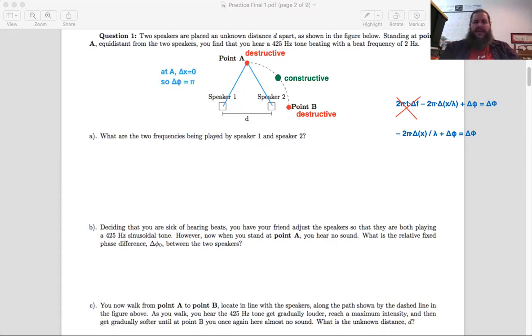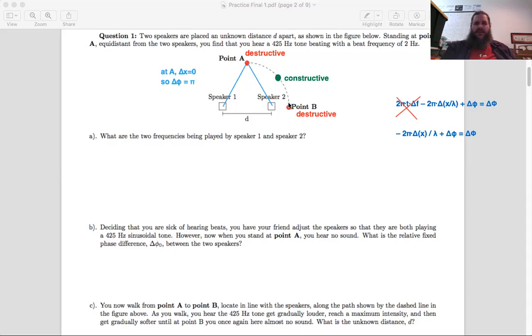And technically, it could be any odd multiple of pi, but just using 1 pi is going to make things easier to work with. So let's say at this location, the delta phase shift is pi. And that's really the important information from point A: if we didn't know that point A was destructive, we wouldn't have been able to find the delta phase shift.